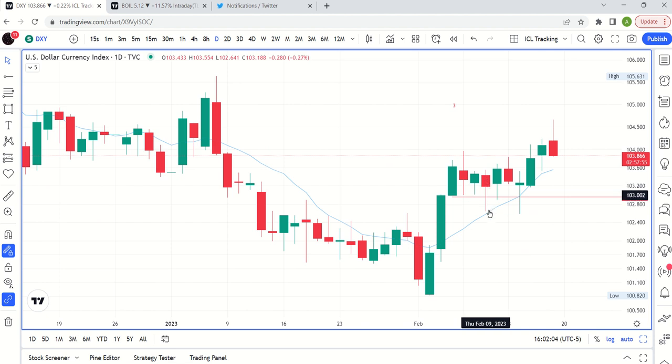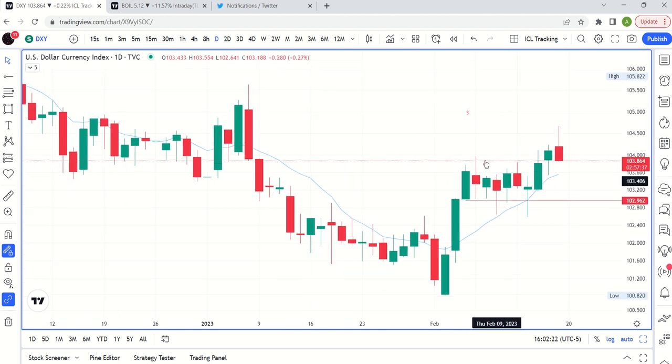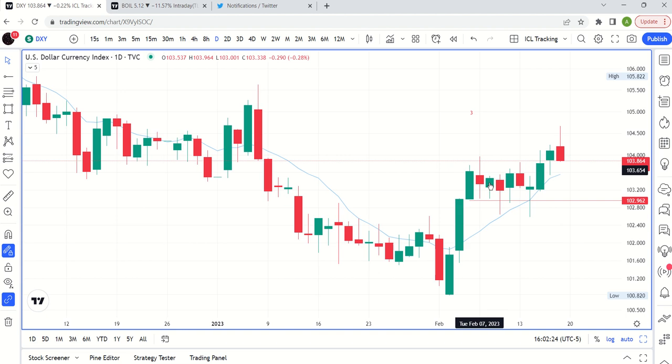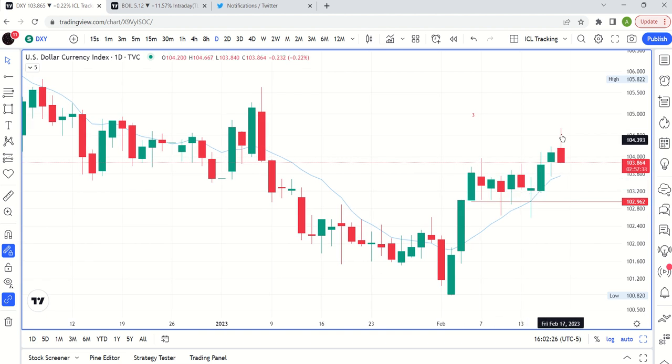We made this false breakdown below this line, and you can see we've come back below that line again. To me, that means that 102.962 area is going to be really important. That's the low from this candle here. That's your second day of follow through after this big green candle that was your daily cycle low. So what does that make? That was your high on day 3, and we talked about how this consolidation was probably setting up for a higher high above here.